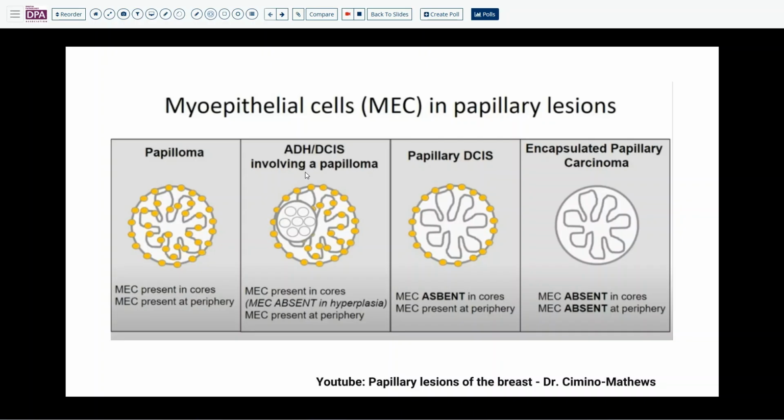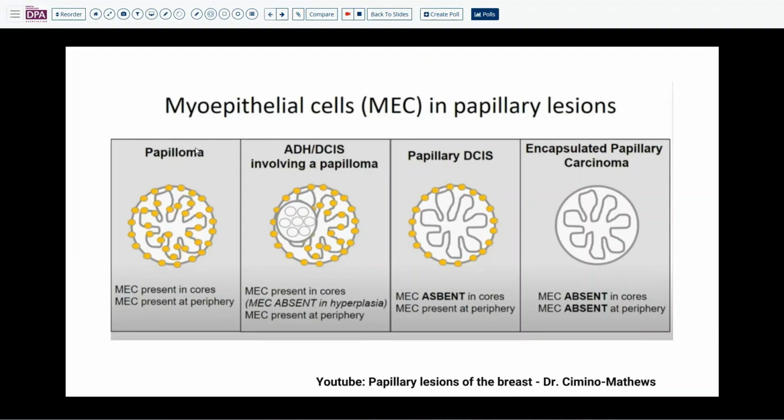So we have 4 different diagnoses. Actually, we have another. The last one is encapsulated papillary carcinoma. And then several days ago in 3 p.m., Dr. Hopkins showed us a solid papillary carcinoma. So there are 2 that fall into the last category here, based on the myoepithelial cell. So start with the benign.